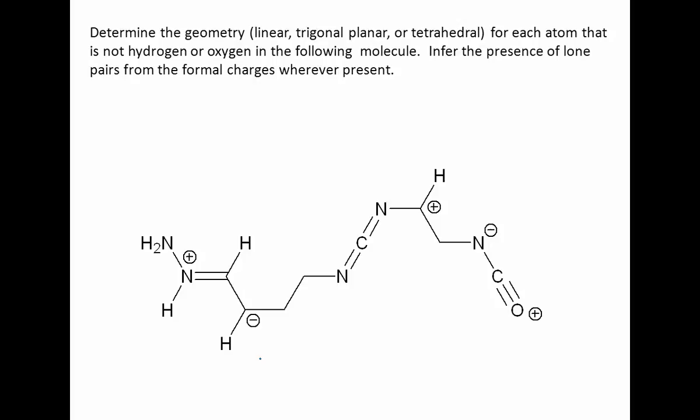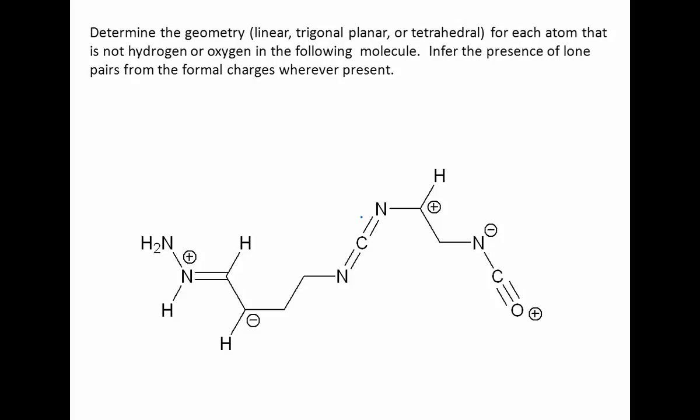Don't worry about bent or trigonal pyramidal geometries. Just worry about these. Stick to these three basic terms here. Do this for each atom that's not hydrogen or oxygen in this molecule. This oxygen is at the end of a chain, and its hybridization state is a little bit uncertain. Okay? Alright, so let's look at this molecule.